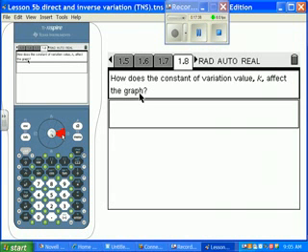Good. All right, so how does the constant of variation, that K, how does it affect the graph? It changes the slope. Very good. It changes the slope.